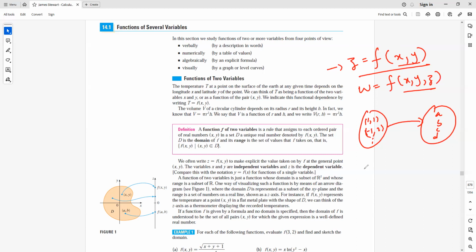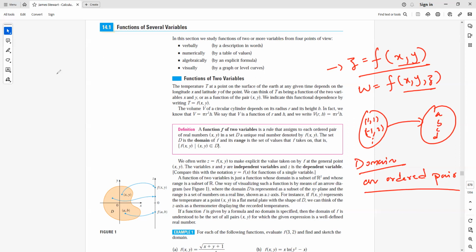So the domain set in a multivariable function is an ordered pair, unlike in the single variable function. In the single variable function, we have just a set that may be of real numbers, of integers, of rational numbers, and so on. But here we will have an ordered pair in case of multivariable functions, right?